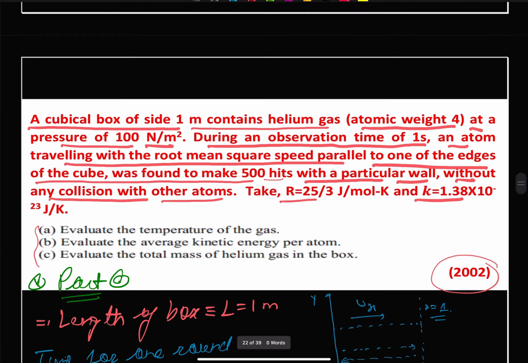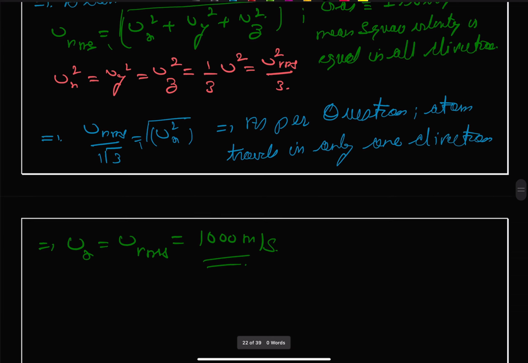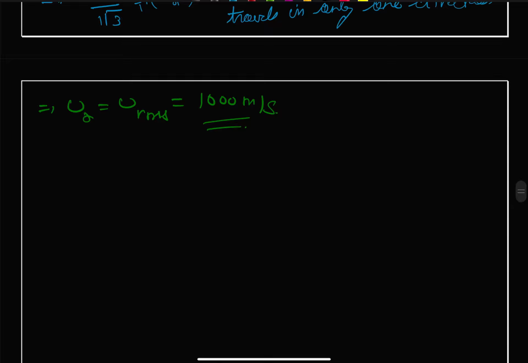And okay, we have to find out temperature. Now we know VRMS, we can just find out the temperature, the basic relationship. So we can say that our VRMS is equal to square root of 3RT upon M. Okay, R is given to us, VRMS we know, temperature we can easily find out.